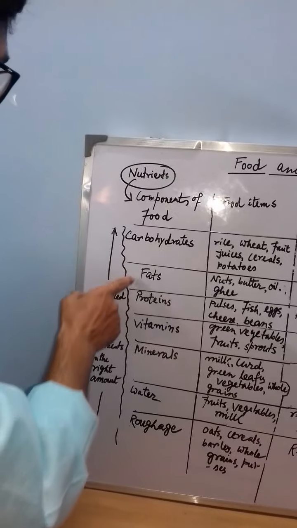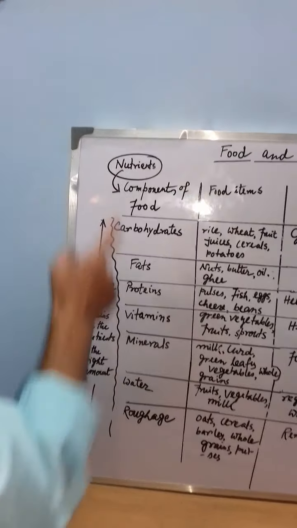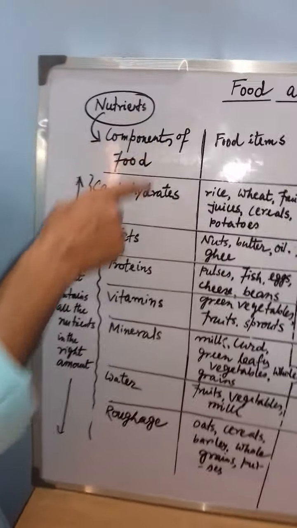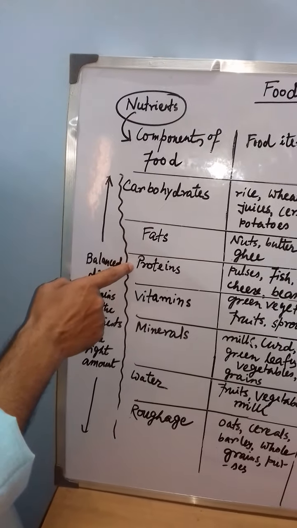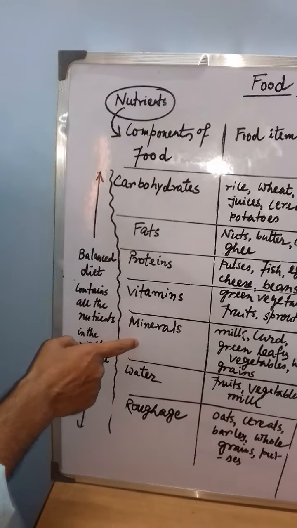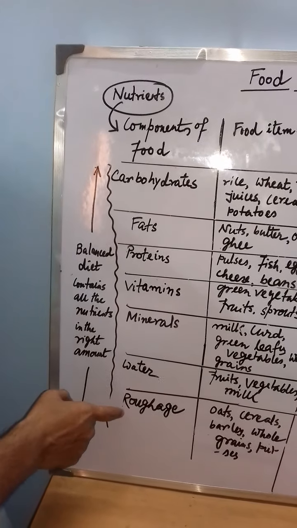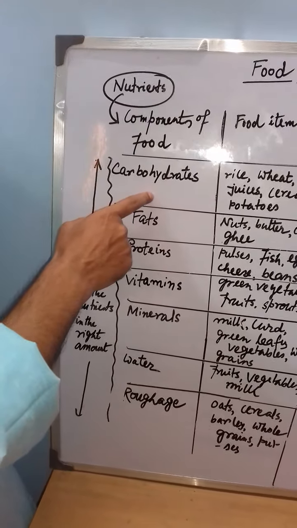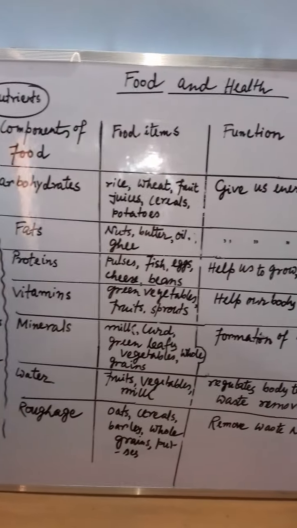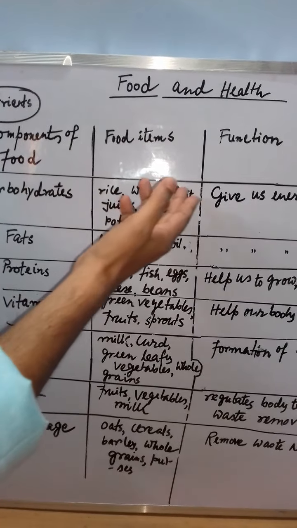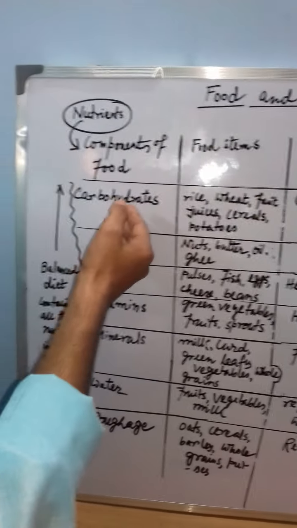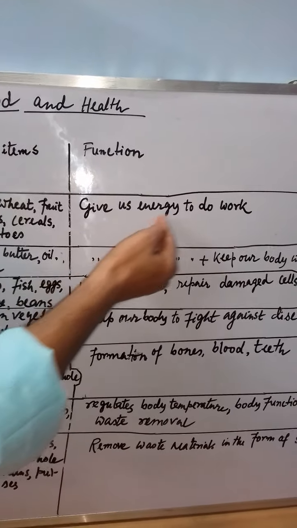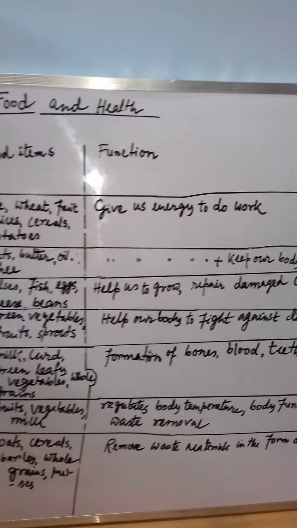So you see 1, 2, 3, 4, 5, 6, 7 components. The main components of food are carbohydrates, fats, proteins, vitamins, minerals, water and roughage. So carbohydrates: in what kind of food items can you find carbohydrate? Rice, wheat, fruit juice, cereals, potatoes. And what is the function of carbohydrate? It gives us energy to do work.